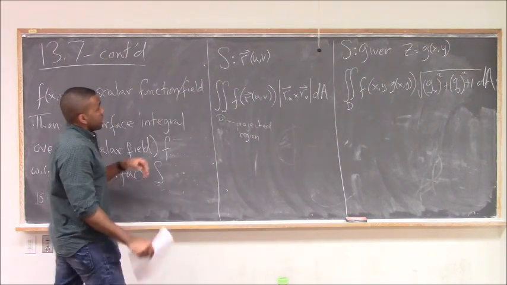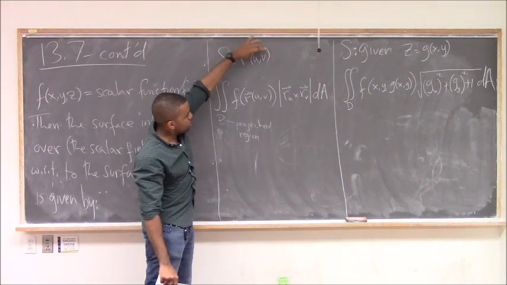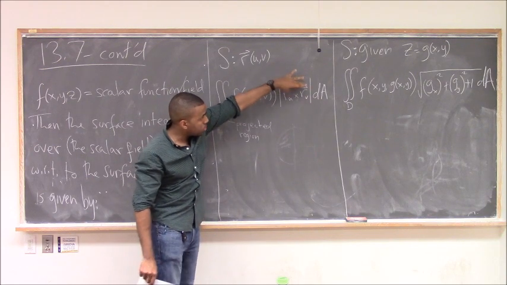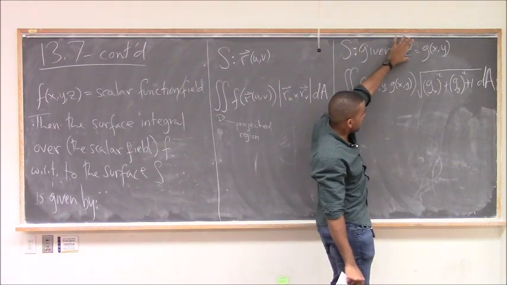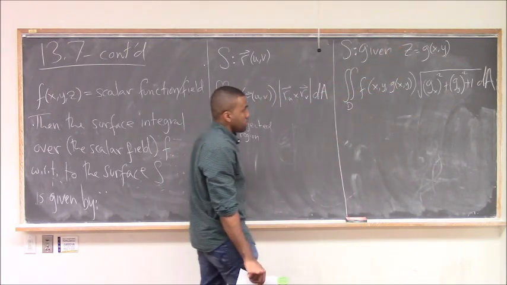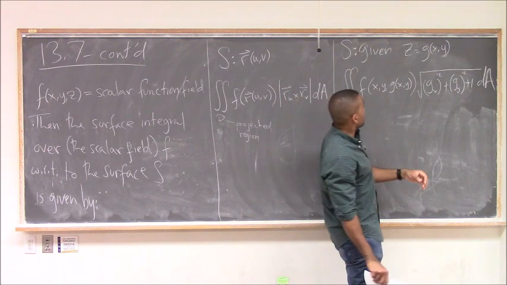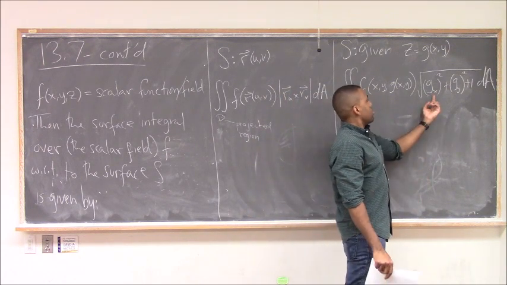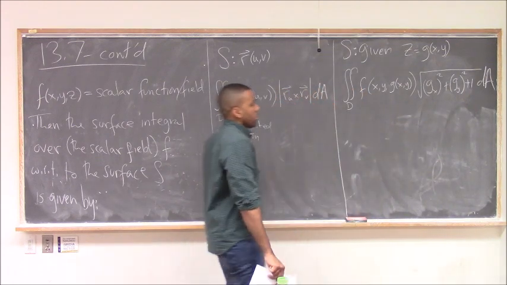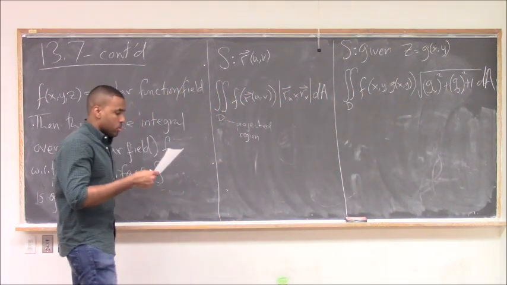So in this case, if you know your parameterization, your normal vector is given by the cross product of the partials. And if your surface is given by some scalar equation where you can solve for one of the variables in terms of the other two, then your normal vector is given by minus the partial with respect to x, comma, minus the partial with respect to y, comma, 1. And that can be permuted with respect to the variables.